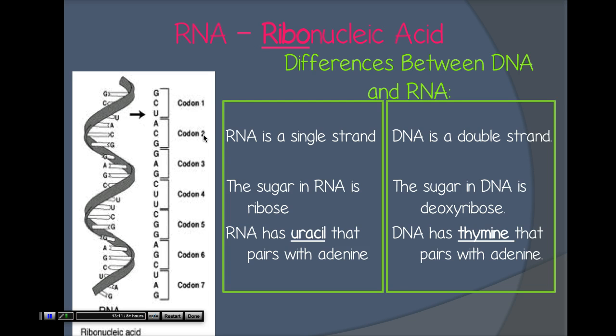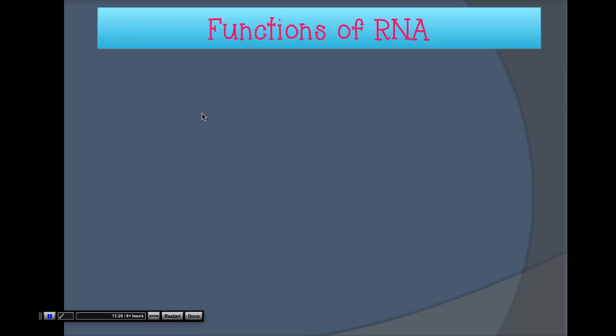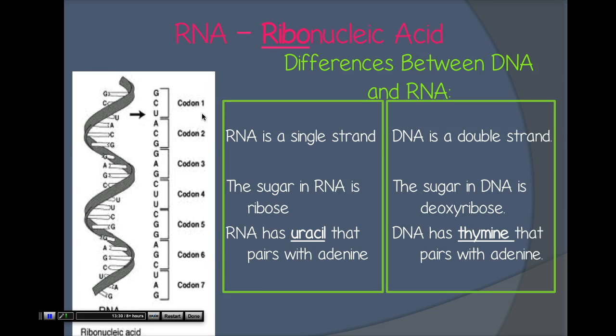RNA stands for ribonucleic acid. This probably sounds very familiar when we talked about deoxyribonucleic acid. The difference is the sugar. There's actually a few different differences. The first one is RNA is a single strand, so it's a single helix instead of a double helix like DNA. So you see here RNA is a single strand, DNA is a double strand.